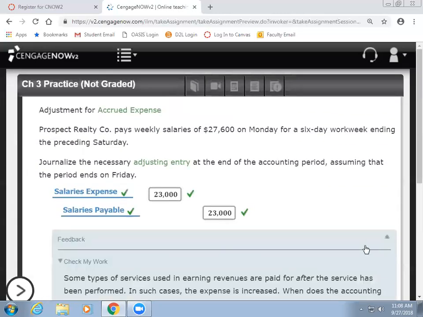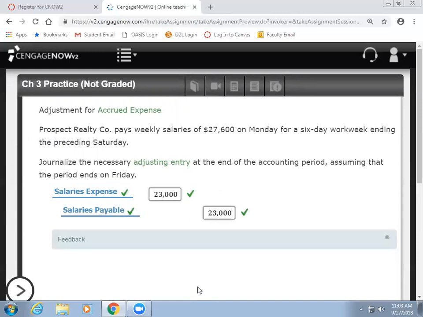Any questions on that one? Okay, so that's considered an accrued expense. So an expense that has been incurred that we just haven't recognized yet. Okay.